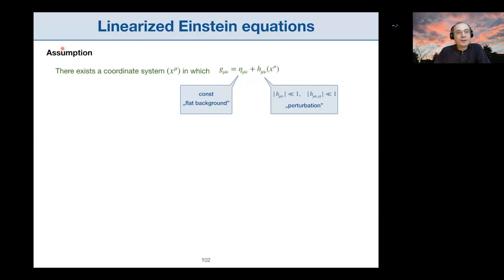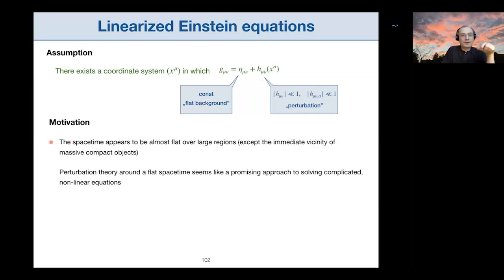We will consider first the following problem. Assume that in our space-time we have a coordinate system x^mu in which the metric can be written as the sum of a constant metric eta_mu_nu, the one with minus 1, plus 1, plus 1, plus 1 on the diagonal, which we'll call the flat background, plus an additional h_mu_nu, which we assume to be very small. We'll call it the perturbation. We assume h_mu_nu is much smaller than 1, and that its derivative is also much smaller than 1. So we can safely perform linearization and just keep the leading order linear terms in h during the calculations.